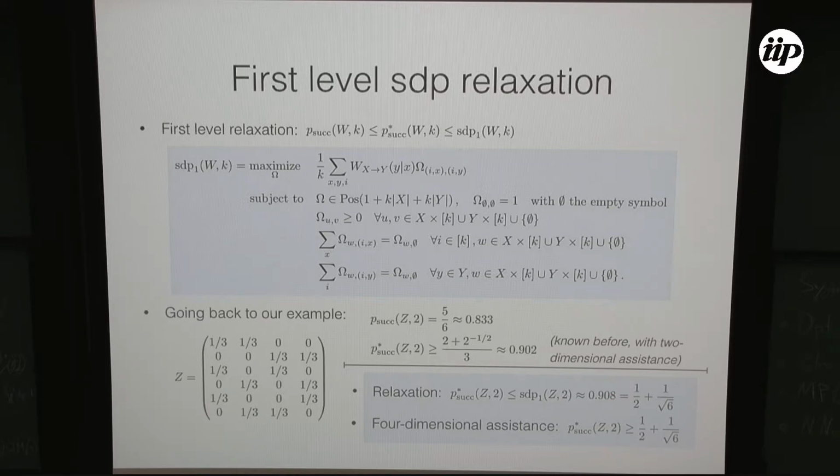You see this doesn't necessarily match. There's still this gap, so we don't know what P star is exactly. But then one can write down a strategy with 4-dimensional assistance, and this actually achieves the 0.908. So that means that the SDP1 actually already gives the quantum value. It's a very, very specific example, but nevertheless, you can see the power of these methods.